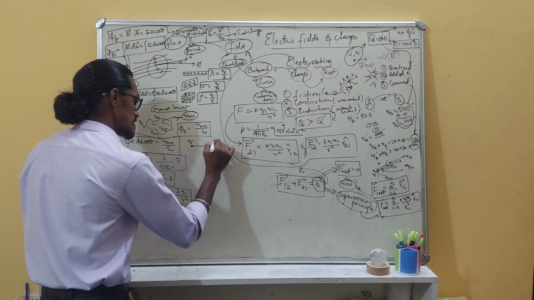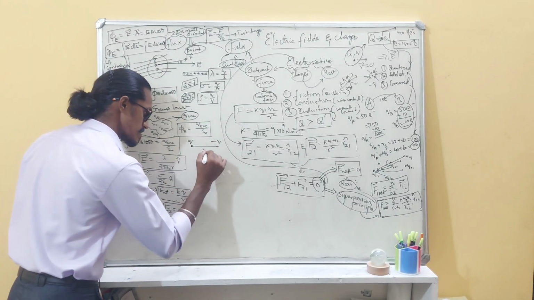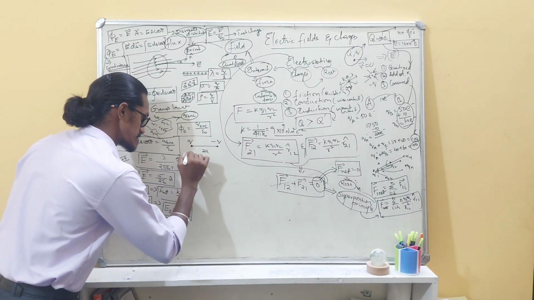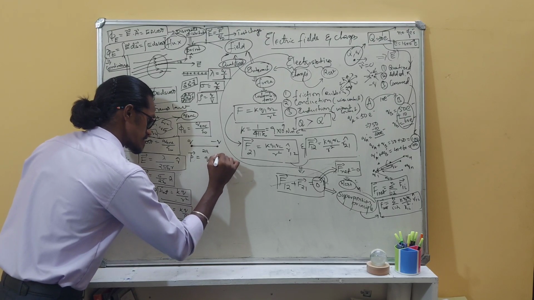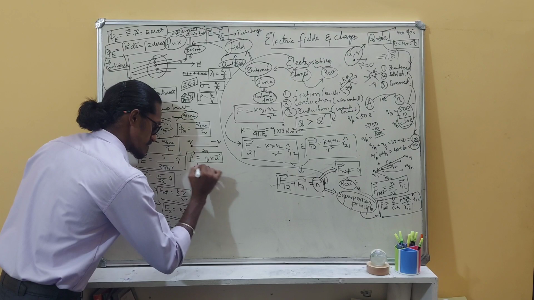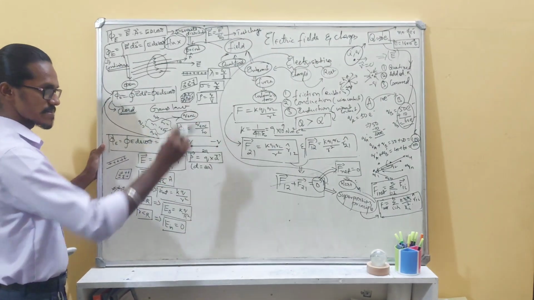Two equal and opposite charges separated by a small distance constitute a dipole. So we will represent a term called the p vector. What is p? It is charge times dipole distance. What is the d vector? It is nothing but 2 times the dipole distance. So this is a simple definition of dipole moment.